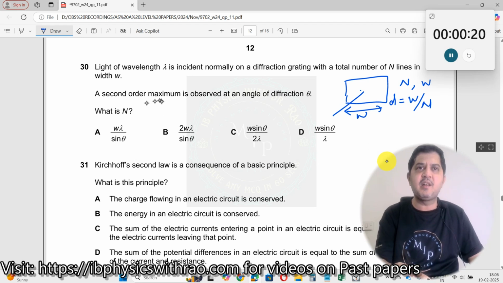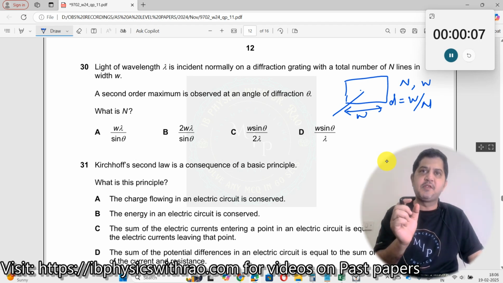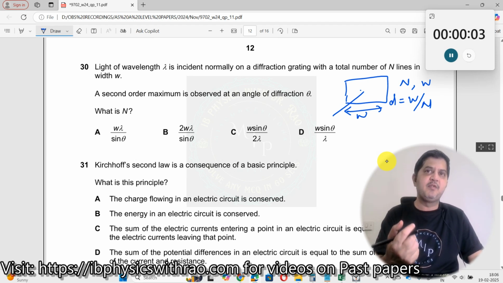And a second order maximum is observed at a diffraction angle theta. So what is the equation here? He is asking you to find out the N. See, when you read each statement, write down the corresponding math behind it, because all your outputs over here, whatever you are going to determine, is being determined only by making use of the math.